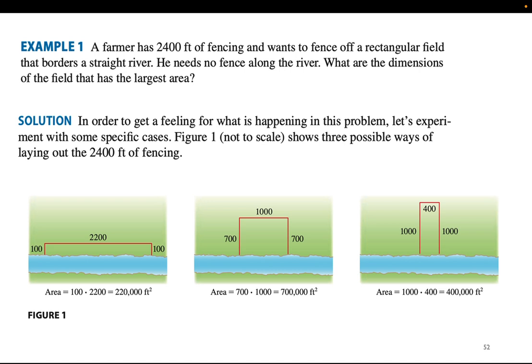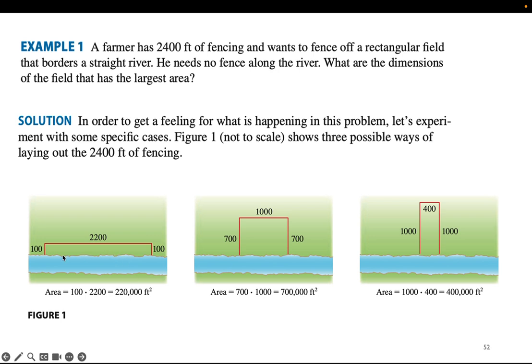So let me give you some picture of what this may look like. Notice that he only has a finite, fixed amount, 2,400 feet of fencing. So he actually has many possibilities, right? He can do 100 like this on either side. That's 200, and then 2,200. So that fence has a perimeter of 2,400 feet of fencing. And the area of that rectangle is 100 times 2,200. That's 220,000 square feet.